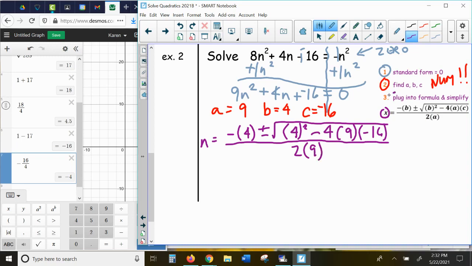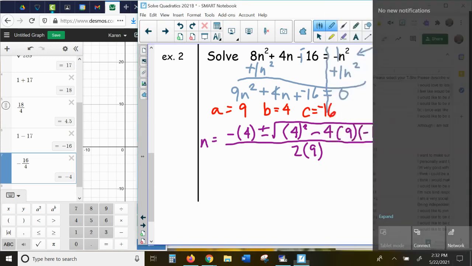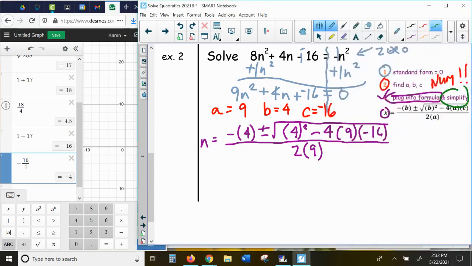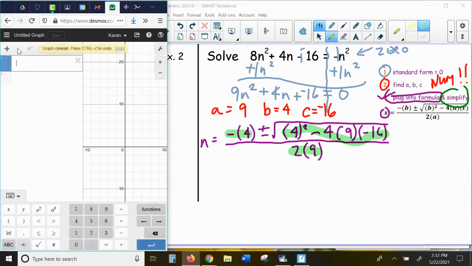So I plugged everything into the formula. Check. Now I need to do what? I need to simplify. Okay, how many pieces can we simplify at a time? We're going to simplify 3 pieces. I'm going to simplify this, and then I'm going to simplify just what's underneath here, and then I'm going to simplify just the bottom. Look at that. I can't work my mouse. Okay, let me clear this Desmos garbage out of here.